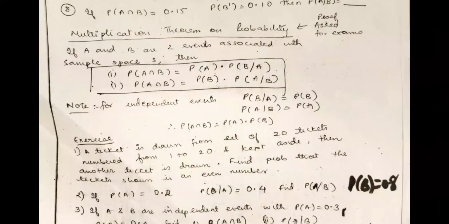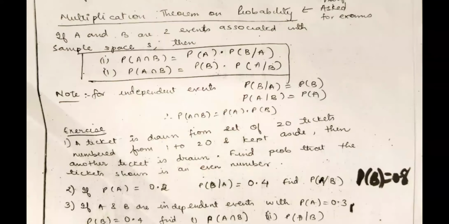First question. A ticket is drawn from a set of 20 tickets numbered from 1 to 20, and they're kept aside. One ticket is drawn.